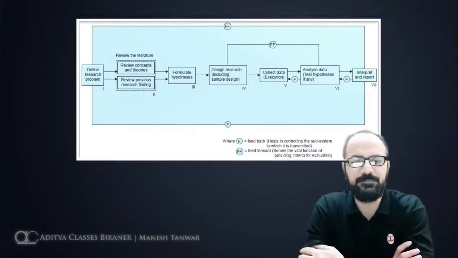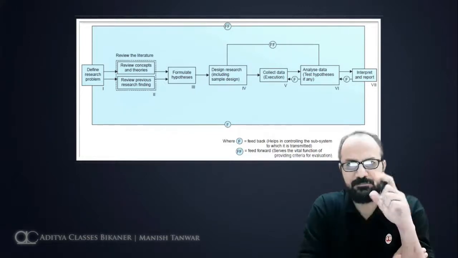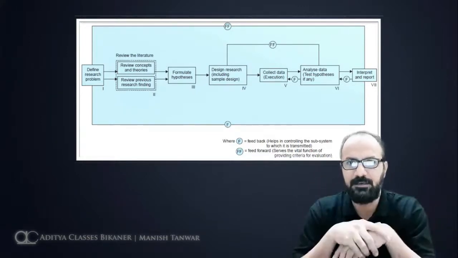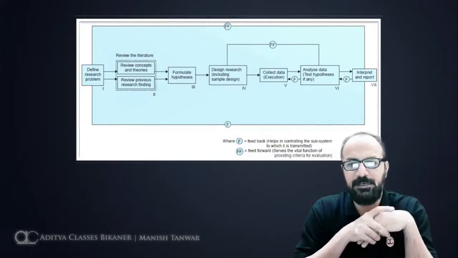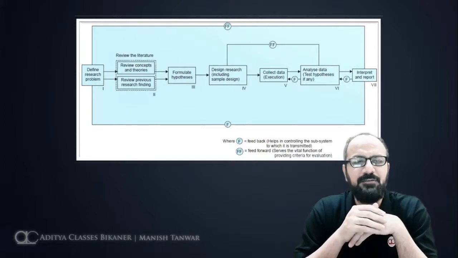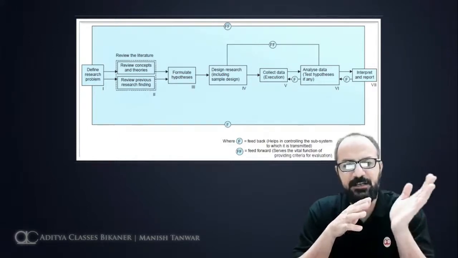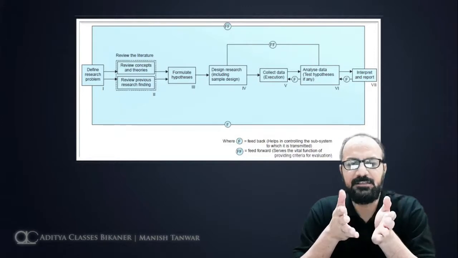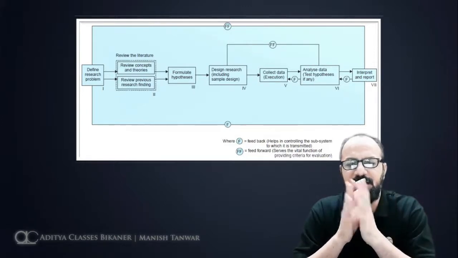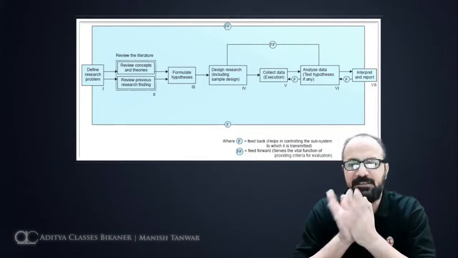Now here you can see all those steps in a block diagram. A nice little block diagram, a pictorial image. So we are starting with defining the research problem. Review of literature is giving me review of concepts and theories, and review of previous research findings. Then we formulate a hypothesis in the third step, then research design. The fifth step is collection of data, that is execution of project. The sixth step is analysis of data, testing of hypothesis if any.